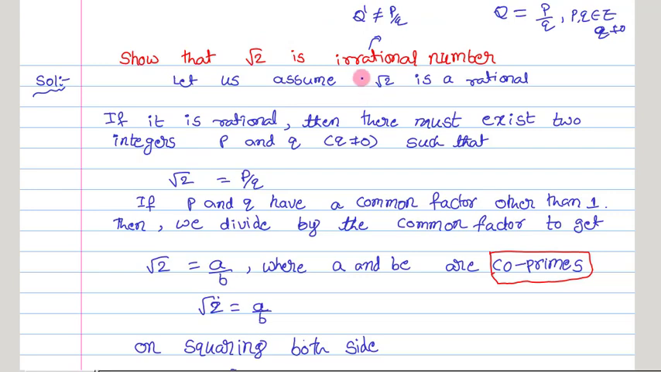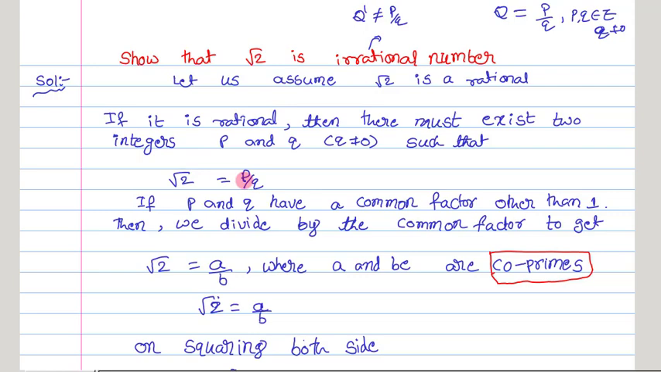For this, firstly we need to assume that it is a rational number. That means we take the completely opposite of what we need to prove. We need to prove it as an irrational number, but I am taking it as a rational number. And if it is rational, then there must exist two integers p and q, where q is not equal to 0, such that root 2 is equal to p by q.